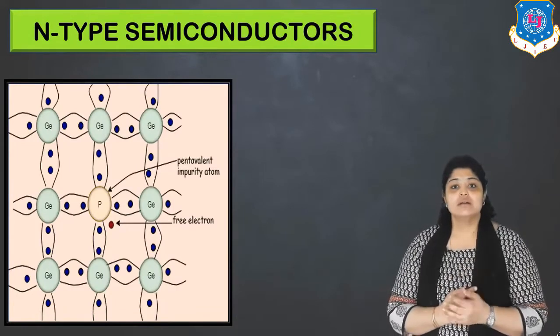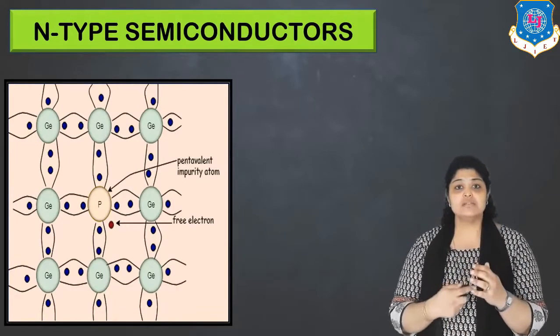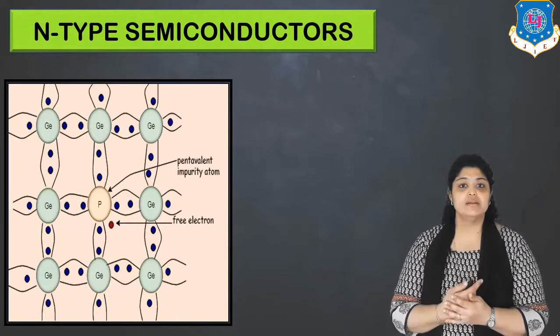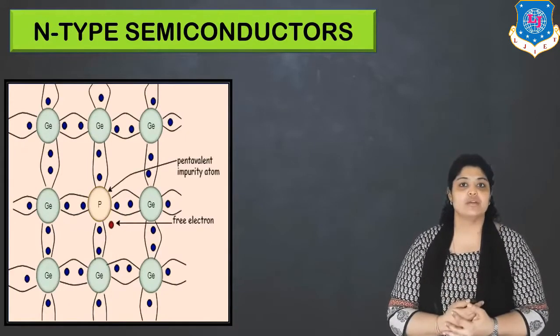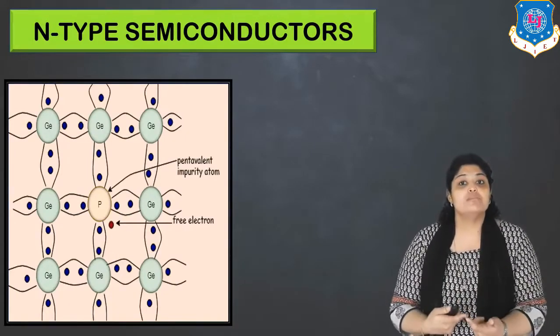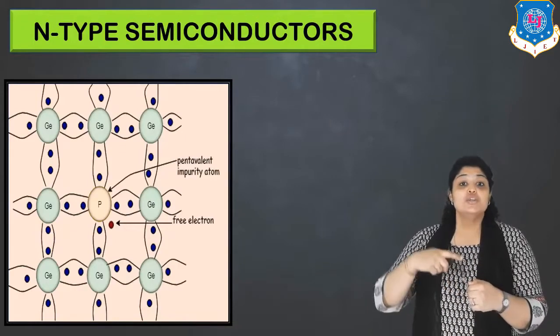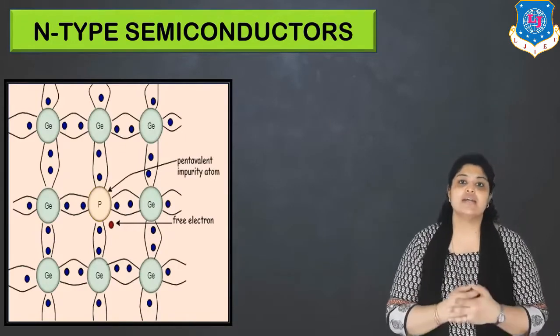That means the covalent bonds are complete, but still we have a free electron. Where will this free electron be? Because valence is already filled, this will be present in the conduction band.